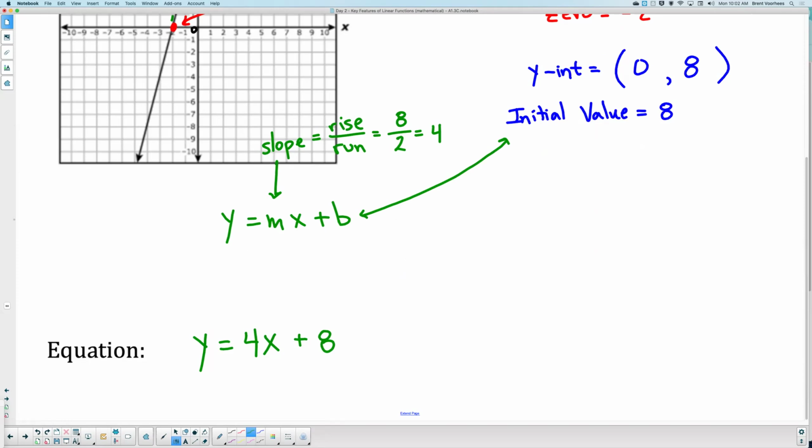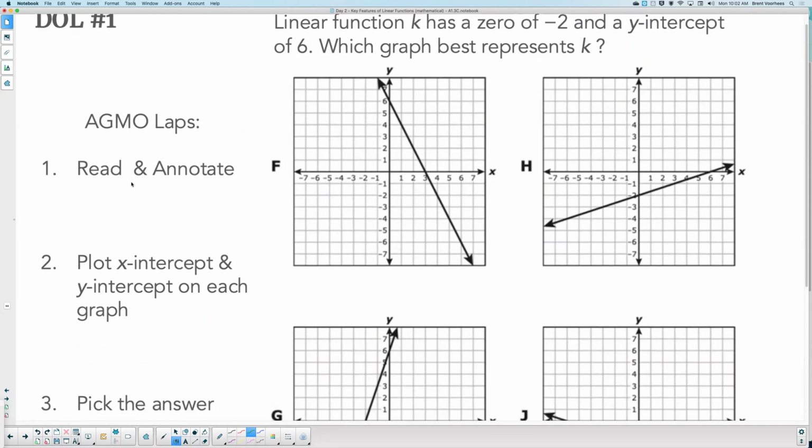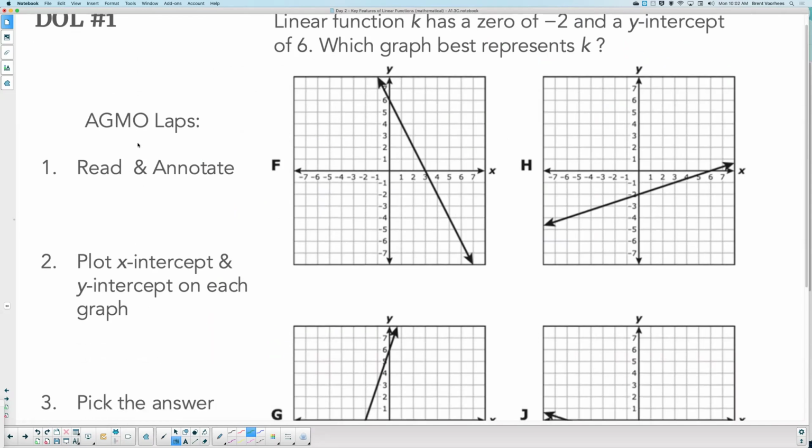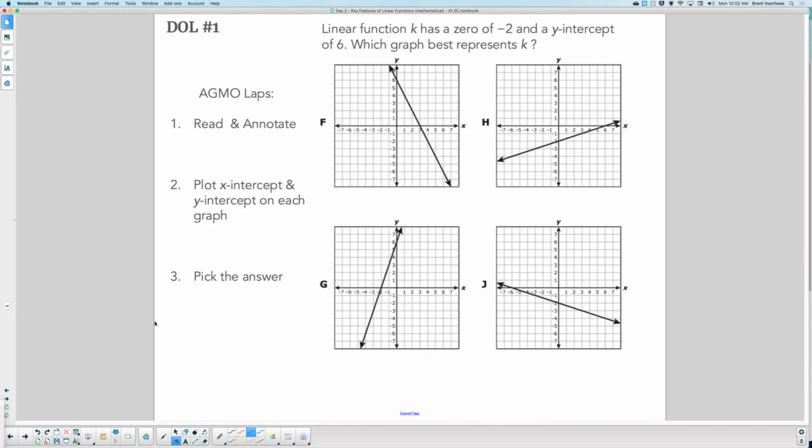Okay? With that, it's time for you to try your own problem all by yourself. So I have your first DOL here. Here's the instructions. It is kind of for you to help you go in steps. First, come up here and identify what you're looking for. Label each one on the graph. On each graph, I want you to label the 0 and the y-intercept, and then match which one would be the correct answer, okay? So DOL number 1, let me show this so you can see the whole problem. DOL number 1, go ahead.